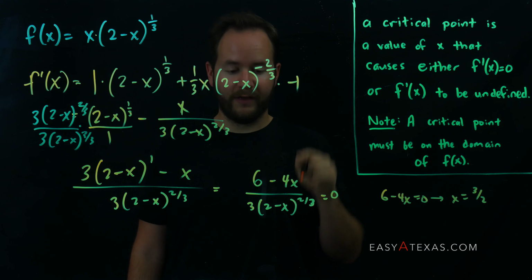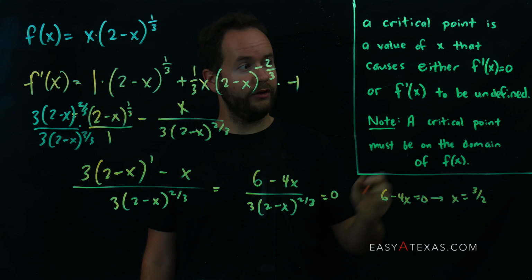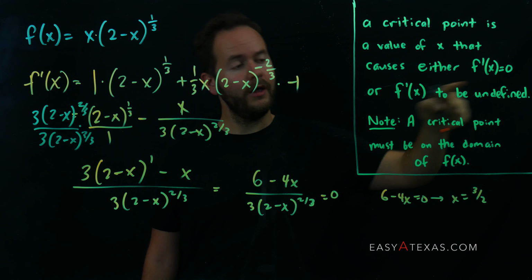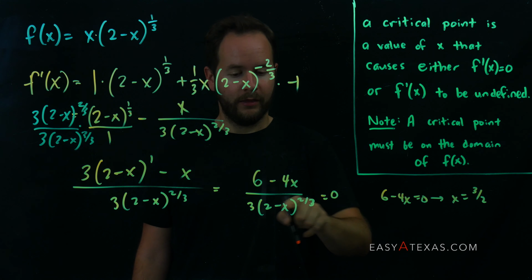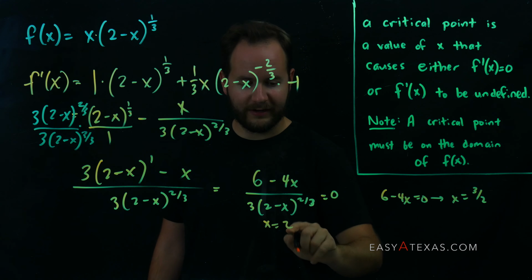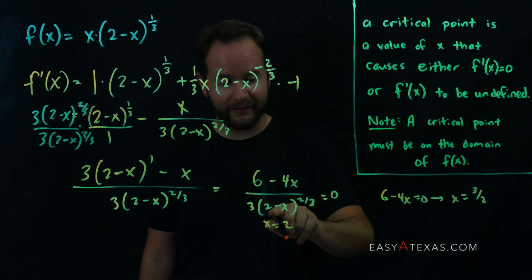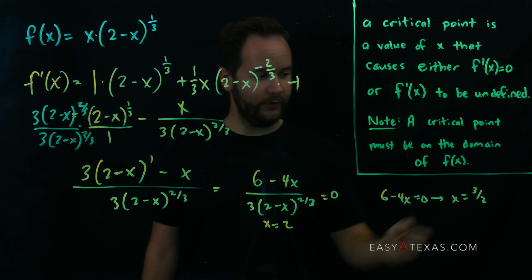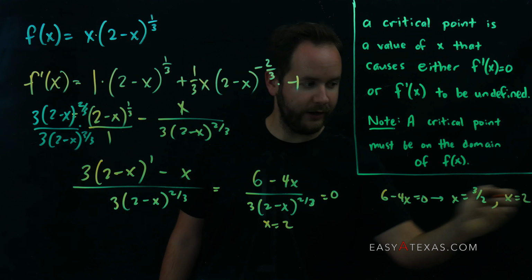What about the denominator? What value of x causes the bottom to be 0? After all, we're not just looking for the values of x that cause f prime to be 0, but also f prime to be undefined. That looks to be x equals 2. Notice that if I put x equals 2 into my denominator, I get 2 minus 2 is 0, and I'll be dividing by 0, which is an undefined value. So x equals 2 is also a critical point.